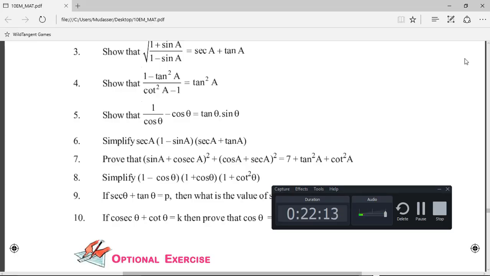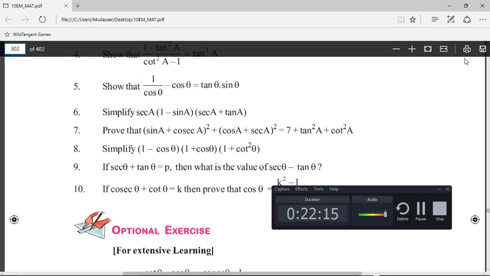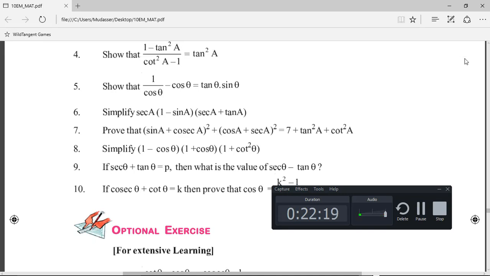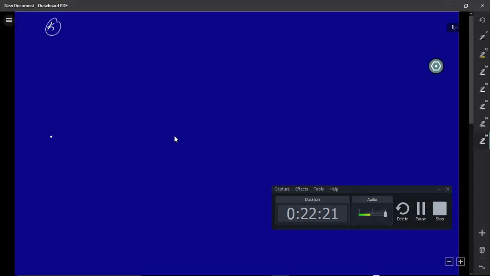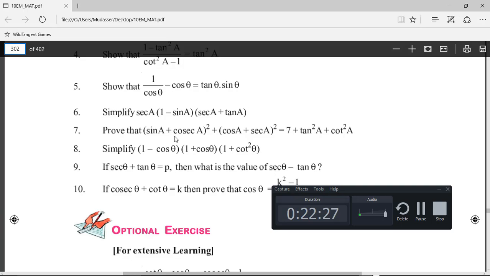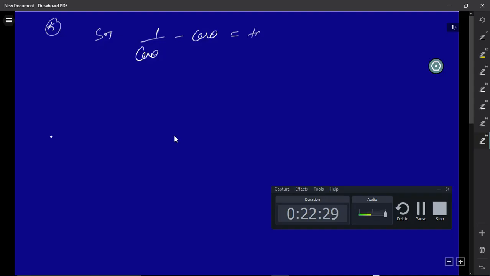Show that 1 by cos theta minus cos theta is equal to tan theta into sin theta. Show that 1 by cos theta minus cos theta is equal to tan theta into sin theta, right? Okay, we'll just cross multiply. I'll just take the LCM of the left hand side.